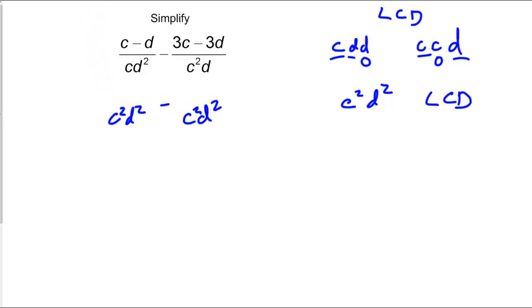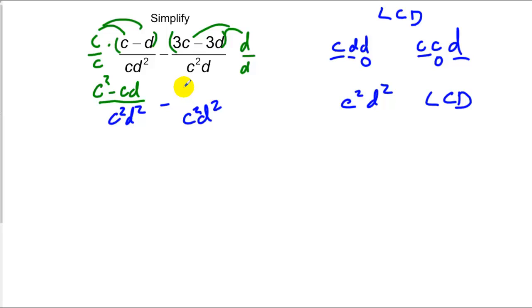And then determine how I got from my initial denominator to my new LCD by multiplying. This gets multiplied by a C. I distribute once again. Gets me C squared minus CD. This gets multiplied again. D over D. Distribute. 3CD minus 3D squared.